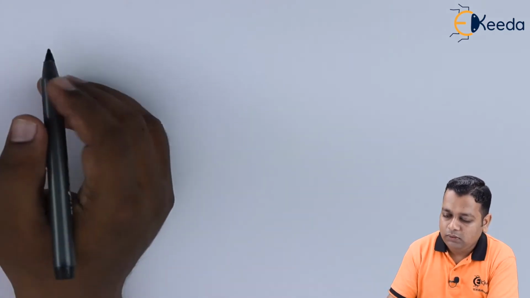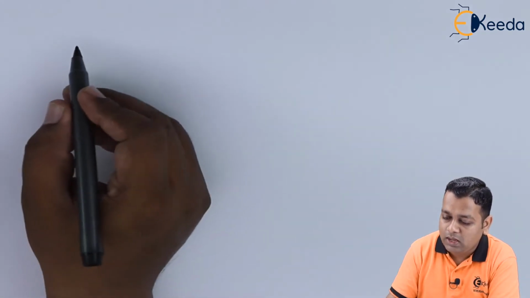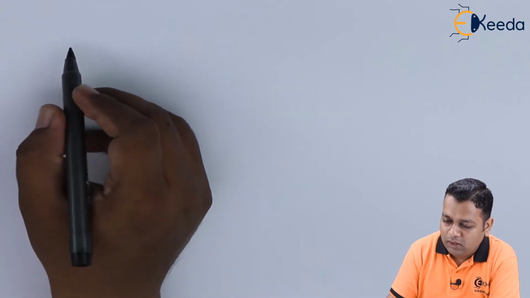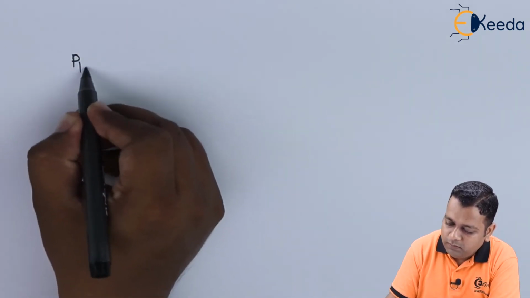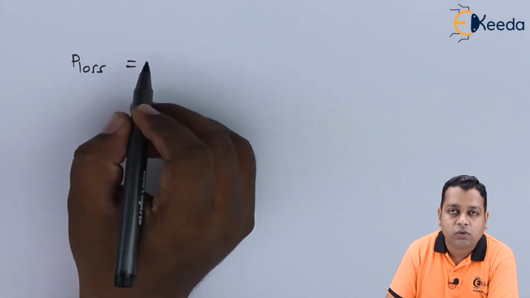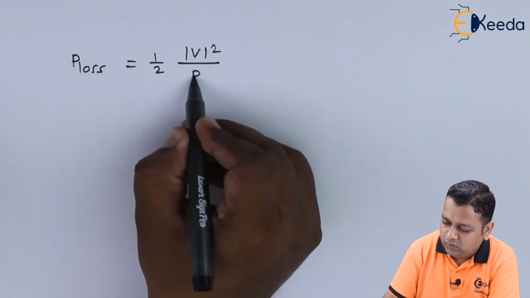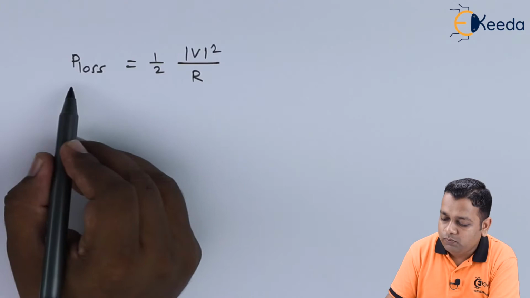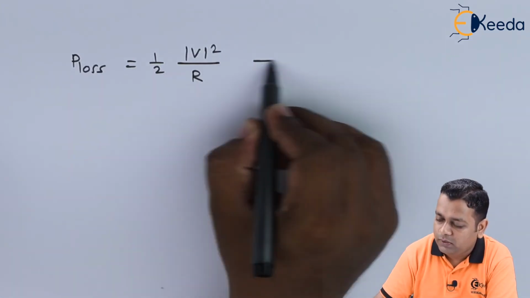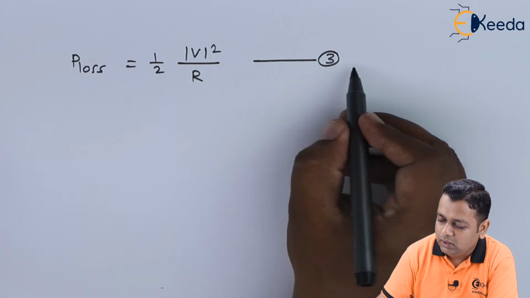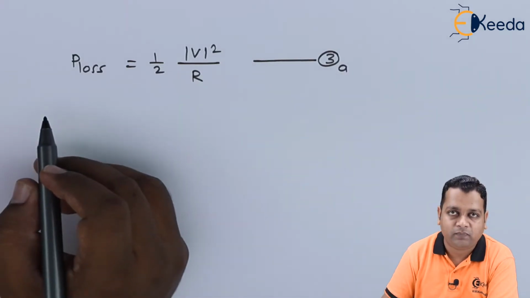After expressing the average input power delivered to the parallel circuitry of RLC, let us account for the power losses. For the power dissipated by the pure resistance component capital R, we can express P suffix loss. It is equal to 1 by 2 times mod V squared divided by R. This is the first kind of dissipation, and we represent it in continuation as equation 3, part A, let us say.